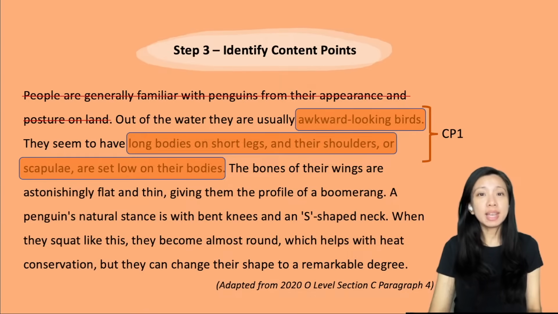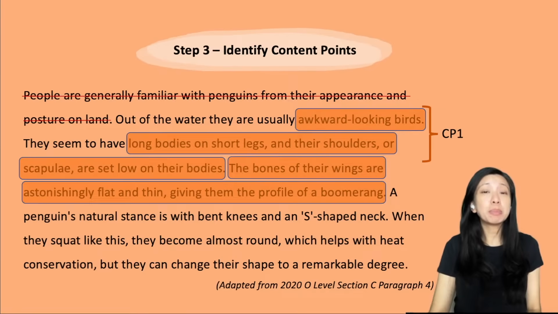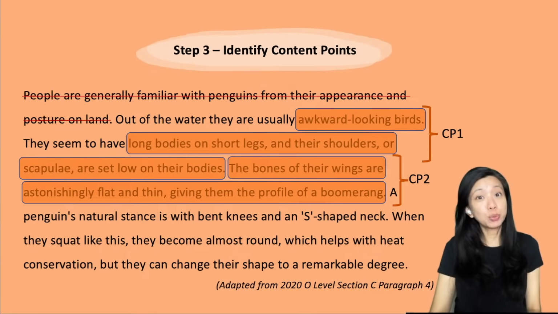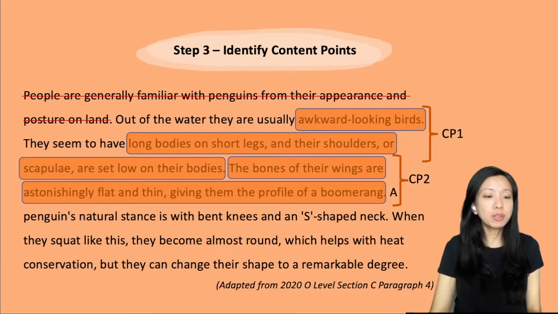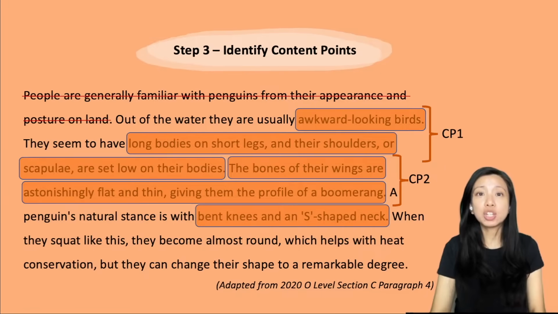Let's continue on to the next sentence. The bones of their wings are astonishingly flat and thin, giving them the profile of a boomerang. So once more, this describes the appearance of the penguin, and I'm going to consider this content point 2. The next sentence, a penguin's natural stance is with bent knees and an S-shaped neck. So again, this describes the appearance, so I'm going to highlight bent knees and an S-shaped neck.